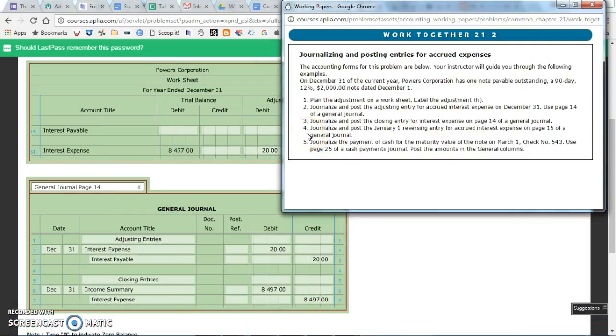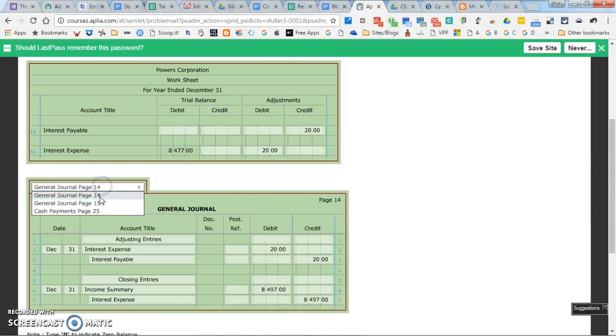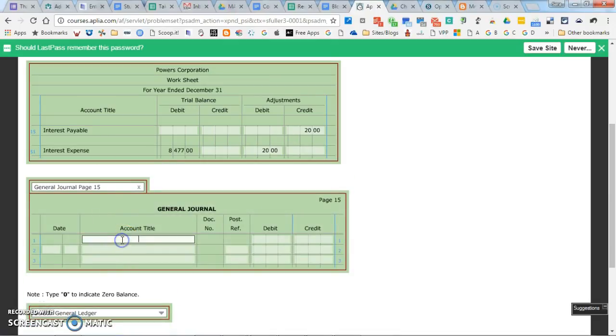Next, journalize and post the January 1st reversing entry for our accrued interest expense on page 15 of the general journal. Okay, so account title is reversing. Date is January 1. And then remember that's going to be just the opposite of our adjusting. So interest payable, debit of $20. And interest expense, credit of $20.